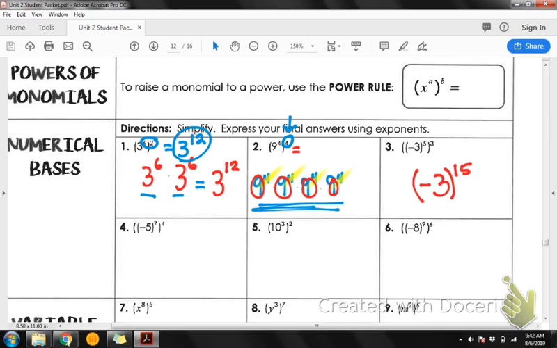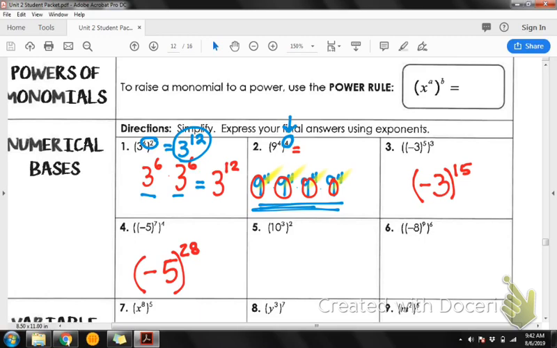All right, let's look at number 4. My base is negative 5. Dulce, what's my exponent going to be? Close. 28. Negative 5 to the 28th power. Lily, do I need parentheses around my negative 5? Yes. Because I have a negative number being raised to an exponent.